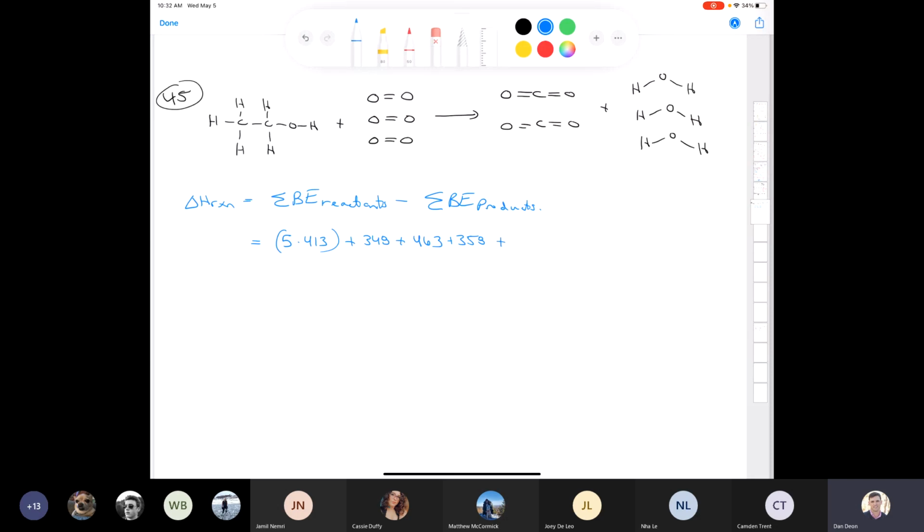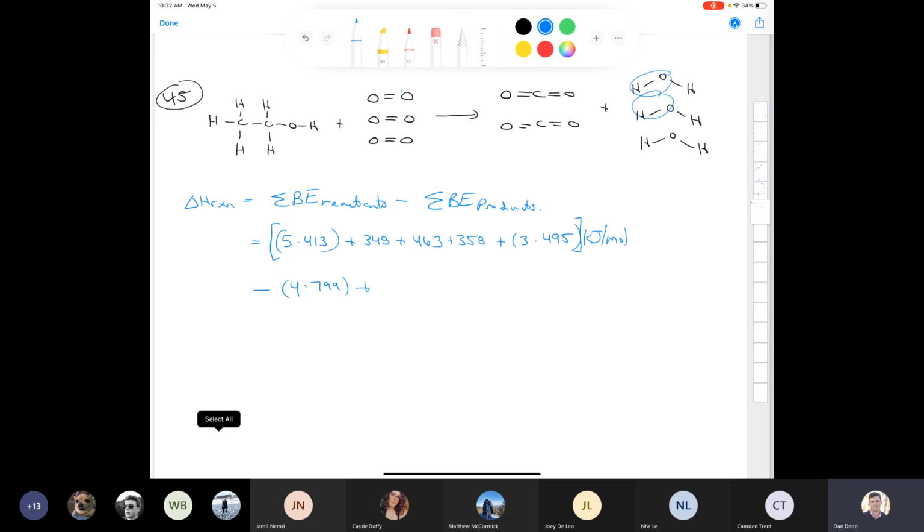So that's going to be 3 times 495. So that's all the energy that I have to put in to break apart all of the bonds in these 4 molecules. Now I'm going to subtract the energy released when I form bonds in my products. I have 1, 2, 3, 4 carbon-oxygen double bonds. So I have 4 times 799 kilojoules per mole.